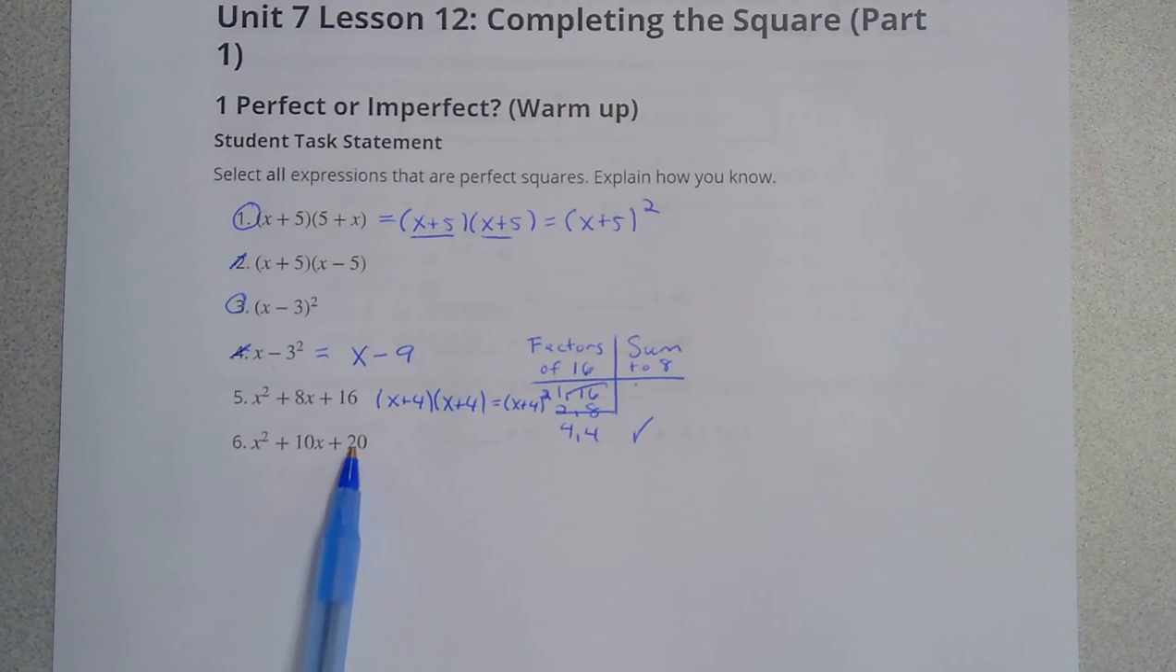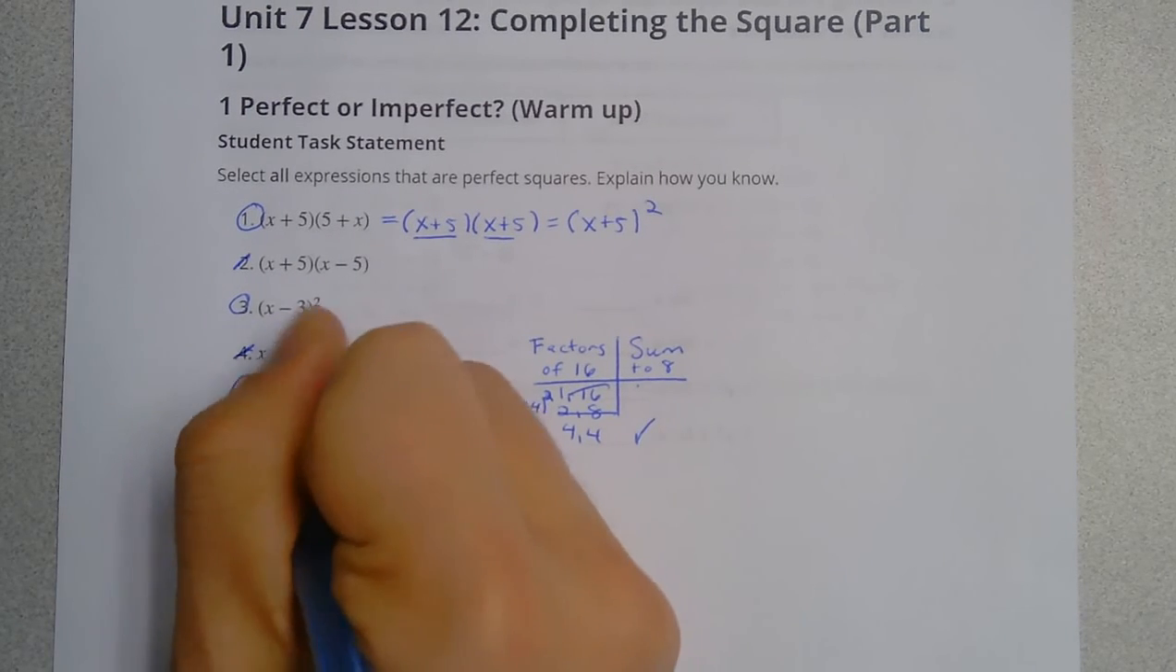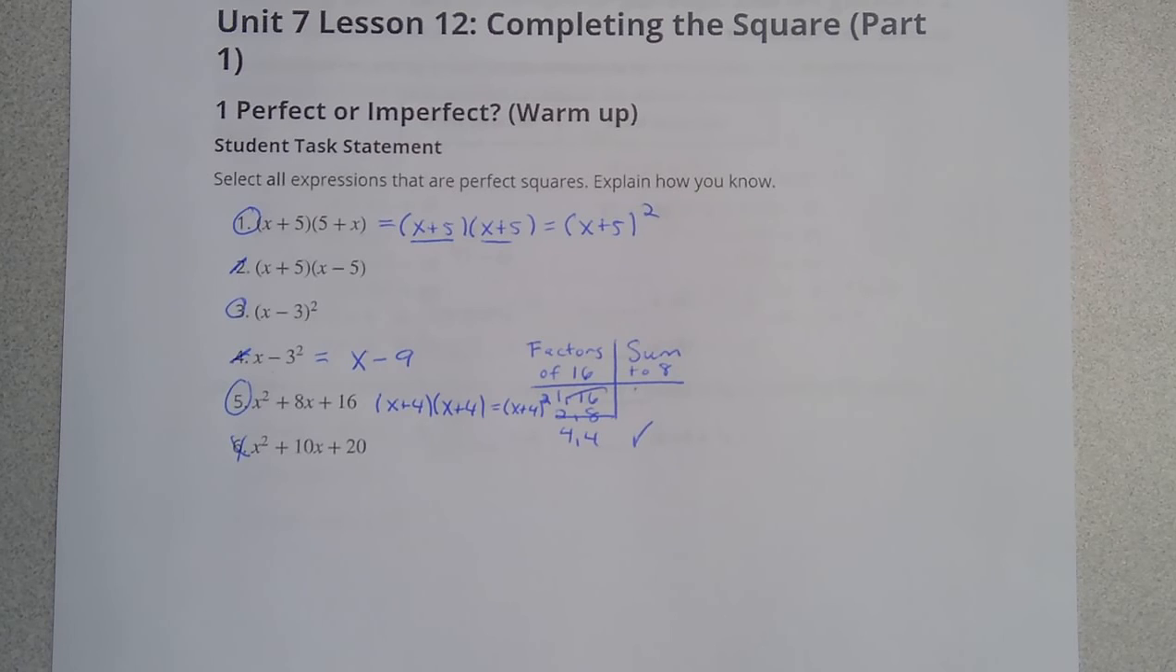And then my last one, I'm looking for factors of 20 that add together to be 10. Well, 1 and 20 are 21. 2 and 10 are 12. 5 and 4 is 9, so this is not factorable. So this one was, and that one wasn't.